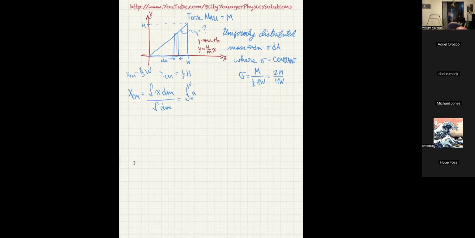This little rectangle right here is my differential mass element, and that is given by sigma times the differential area. I'll just call it sigma. We know it's supposed to be 2m over h times w, but dA is the area of that rectangle. Well, the area of that rectangle is the height, which is h over w times x, times the width, which is dx.